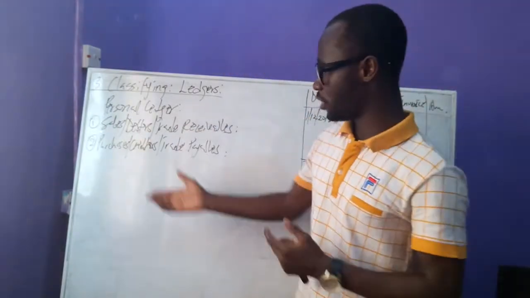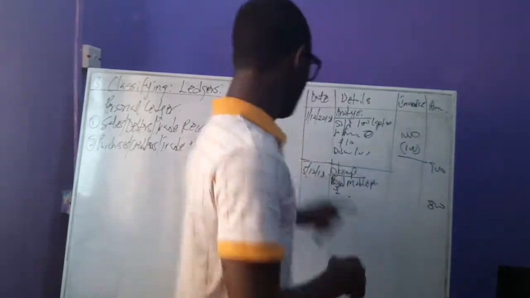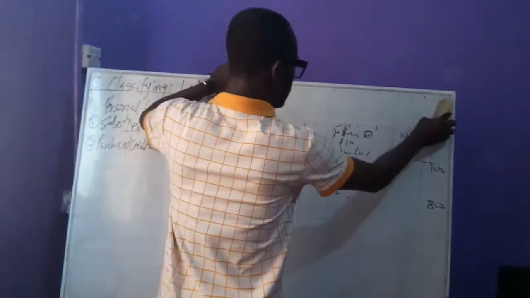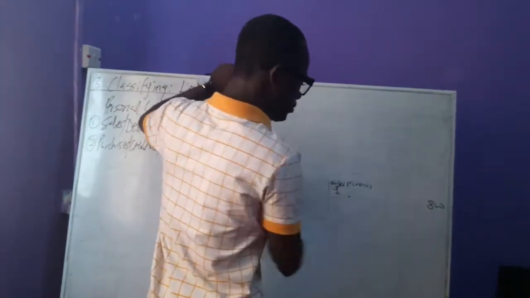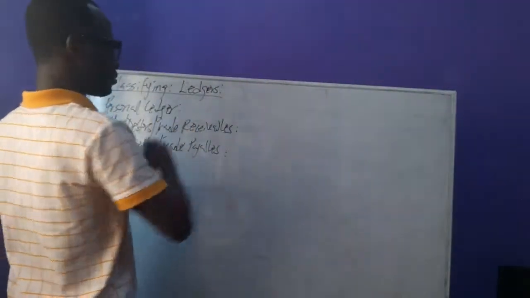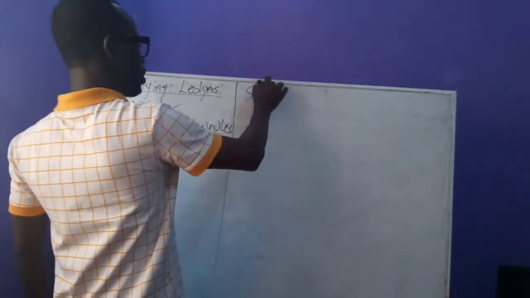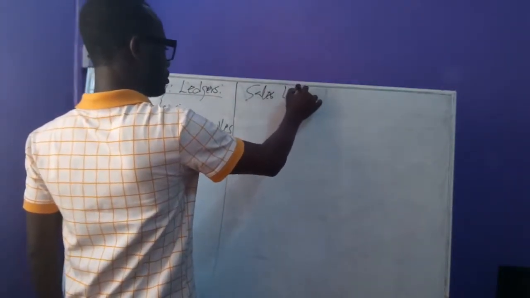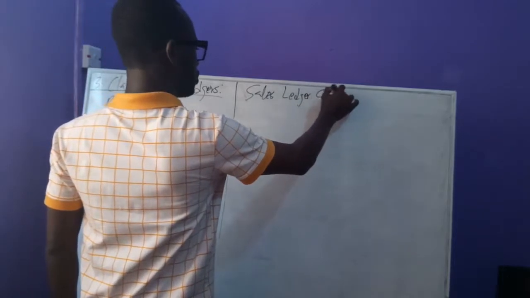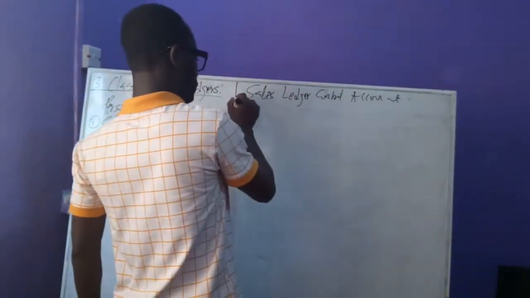The same thing happens to the purchases or the creditors ledgers. So the first thing is the sales ledger. So let's look at the pro forma of the sales ledger. So we call it the sales ledger control accounts.